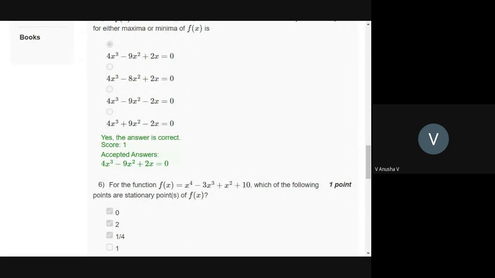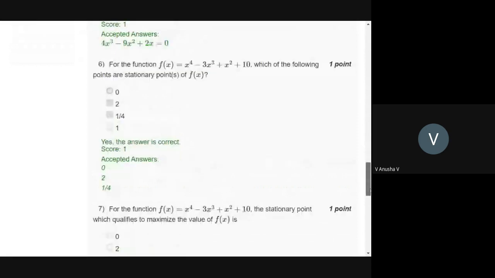Very good, guys. Yes. So first of all, what will I do? I will calculate the derivative of f of x. So it will be 4x cube minus 9x square plus 2x equals 0. Then I'll be substituting the values, means I need to find the roots of that, or else I can do the back substitution. Then I'll be getting 0, 2, 1 by 4 as the answer. Very good, guys.